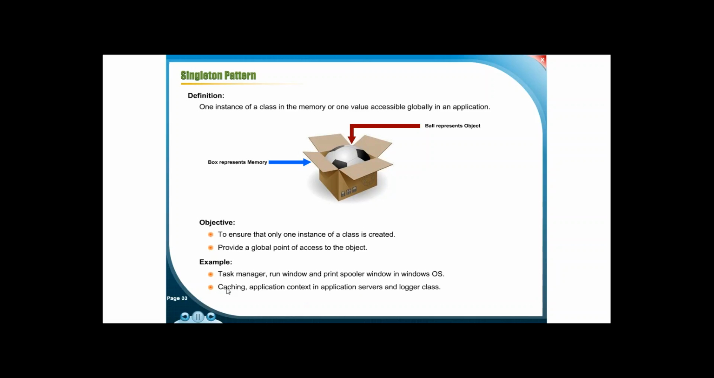Then caching, application context in application servers, and loggers are designed using the singleton design pattern. Caching, which we have seen with Hibernate: single level, first level, second level. Application context is a component which helps in sharing. The data which you put onto that component can be shared across the other components present in an application. And logger, of course, we have seen Logger also, Log4j in the project. Logger is also designed using the singleton design pattern. You should be able to remember these examples for the singleton pattern.